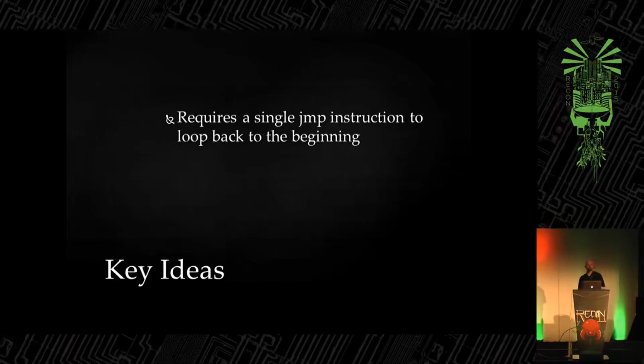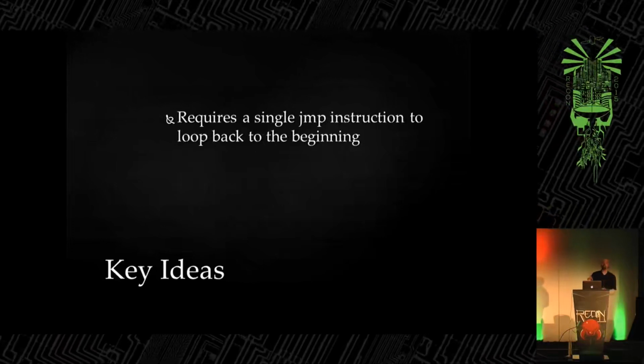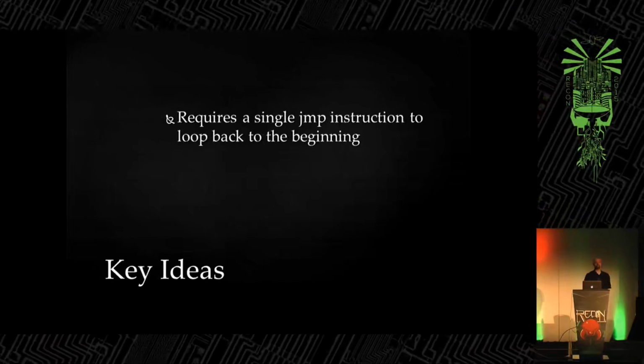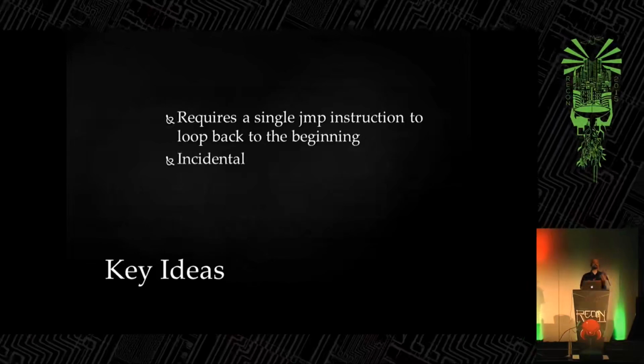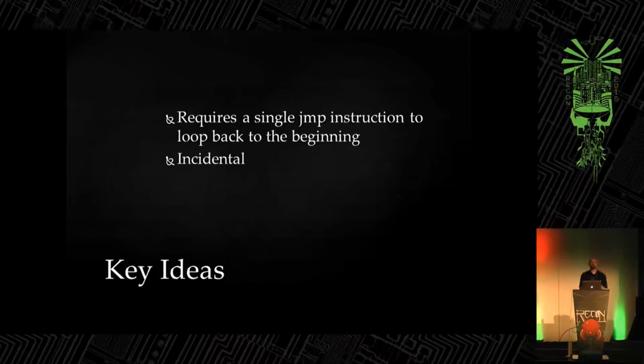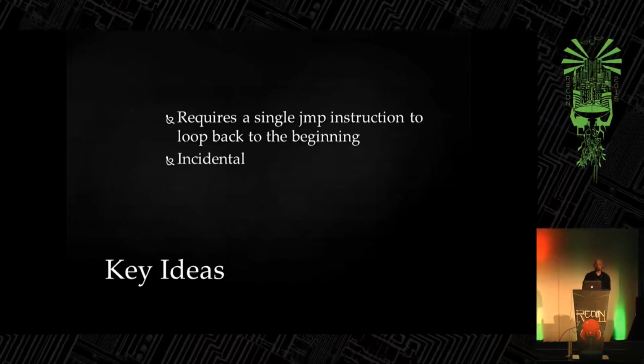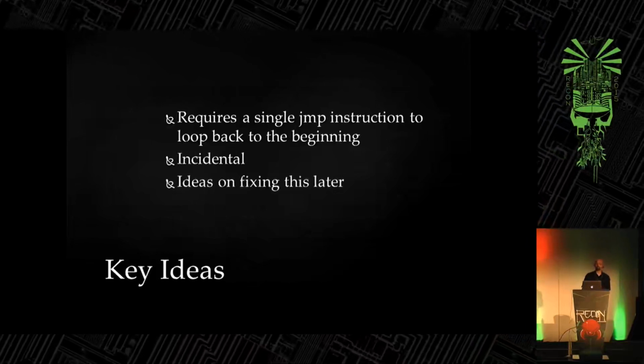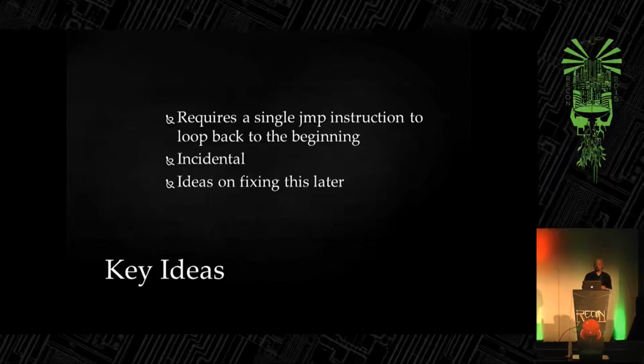Dolan's Turing machine required a single jump instruction to loop back to the beginning of his program. That sounds kind of like it's cheating. If we're trying to prove that move is Turing complete, we can't just start tossing in jump instructions. But I'll show later that this is kind of incidental. We can actually get away from this jump instruction, but it's a useful starting point for our design.